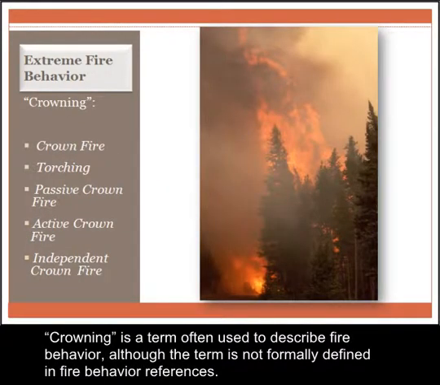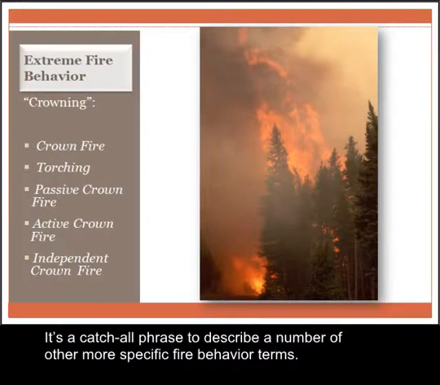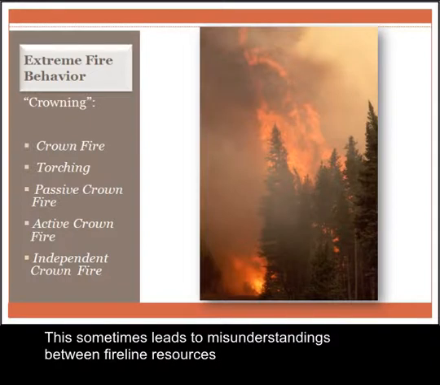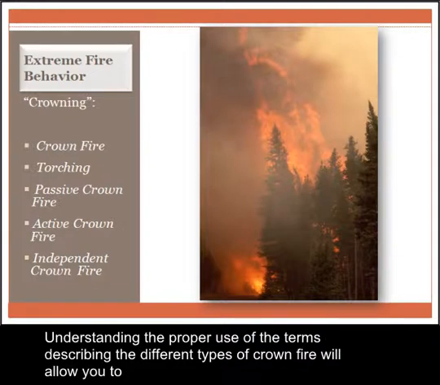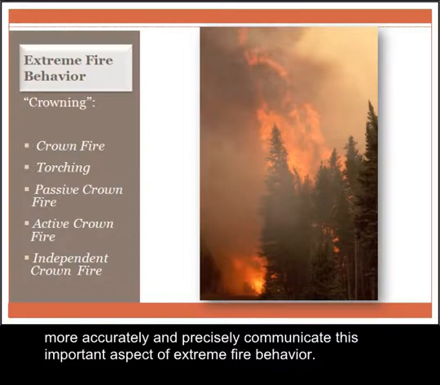Crowning is a term often used to describe fire behavior, although the term is not formally defined in the fire behavior references. It's a catch-all phrase to describe a number of other more specific fire behavior terms. This sometimes leads to misunderstandings between fireline resources, inaccurately communicating the magnitude and potential of the fire intensity and spread. Understanding the proper use of the terms describing the different types of crown fire will allow you to more accurately and precisely communicate this important aspect of extreme fire behavior.